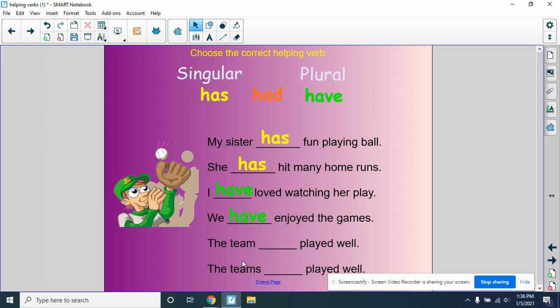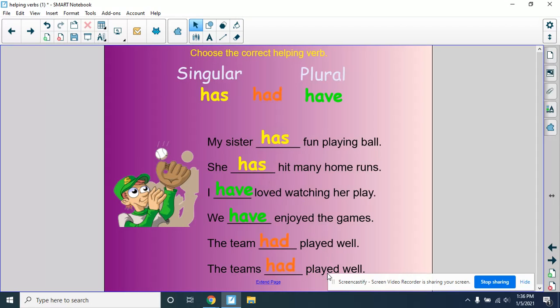Now the last two, notice these last two sentences are pretty much the same except for the two subjects. In the first one, the team blank played well. We're talking about a singular. And here we're talking about a plural. The teams played well. Here's a situation where we could use either had or have, because these are all past tense, remember. These are all past tense sentences.